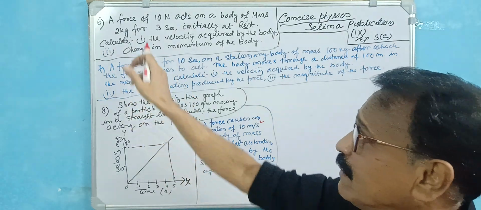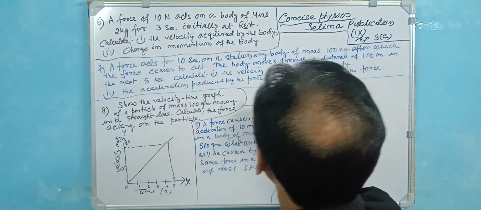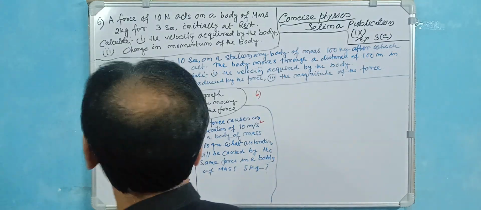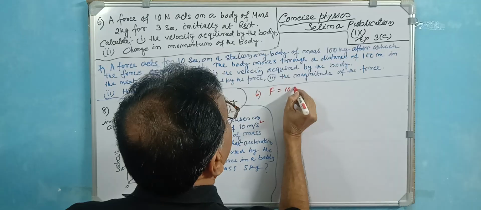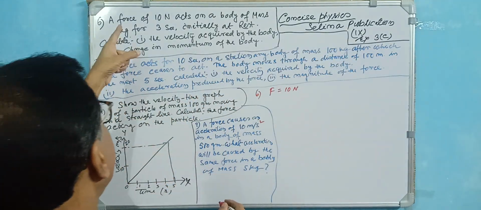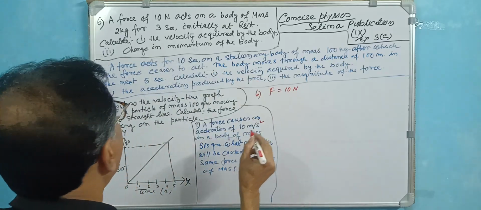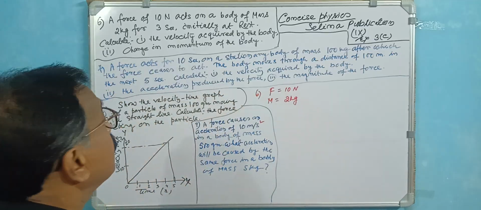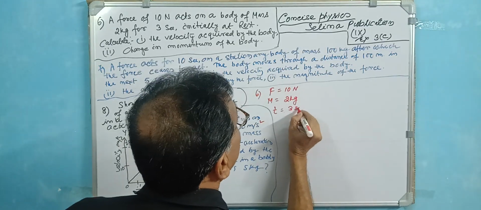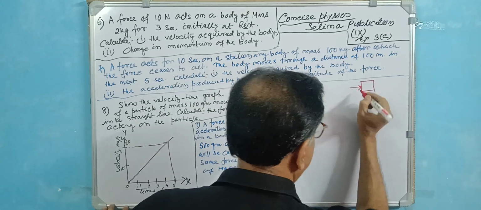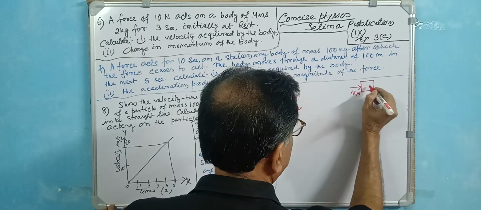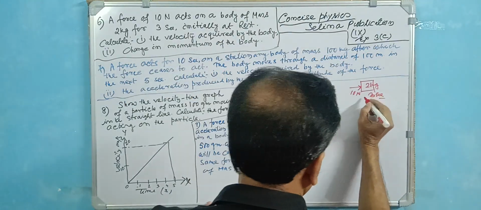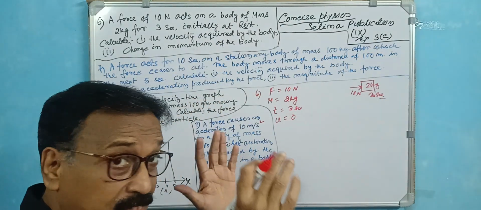Okay, the practical thing. Now, suppose sum number 6 here. A force of 10 Newton. That means the given data you first write: force F is 10 Newton, and the unit is very important. A force of 10 Newton acts on a body of mass 2 kg for 3 seconds. Suppose a body is there, a force of 10 Newton is acting on it, the mass is 2 kg, and it acts for 3 seconds. Initially at rest, that means U is 0. That is the given data.